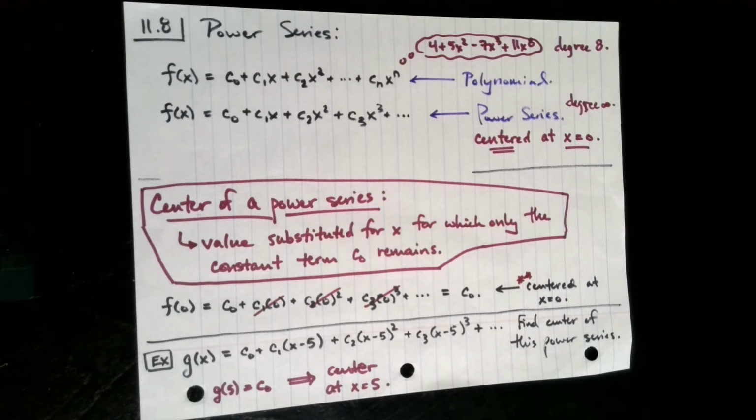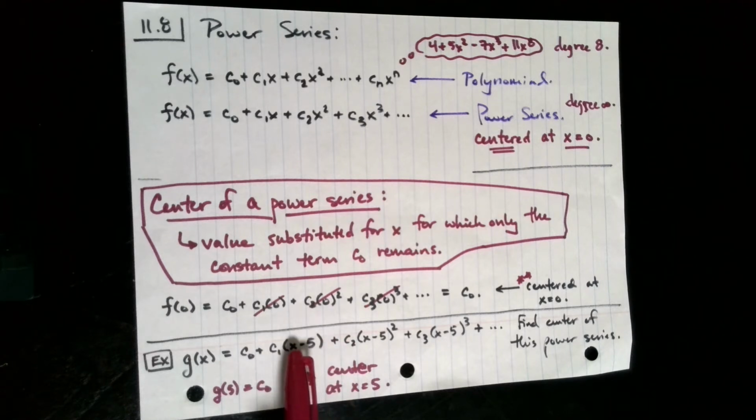So what about this power series below? This power series below here, we've got a power series g. G is c0 plus c1 times the quantity x minus 5 plus c2 times the quantity x minus 5 squared, and so on. Now, as we look at this power series, I claim 0 is not the center of this power series, because if we plug in x equals 0, you won't wipe out the degree 1 term.